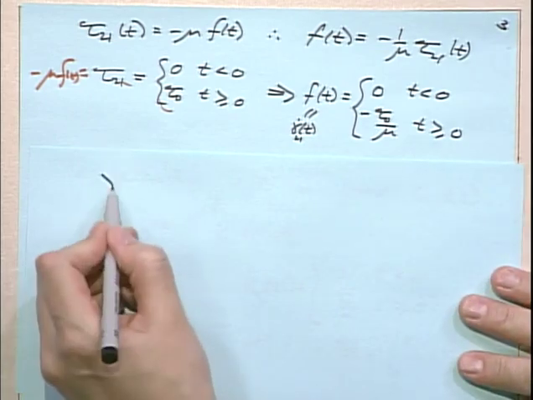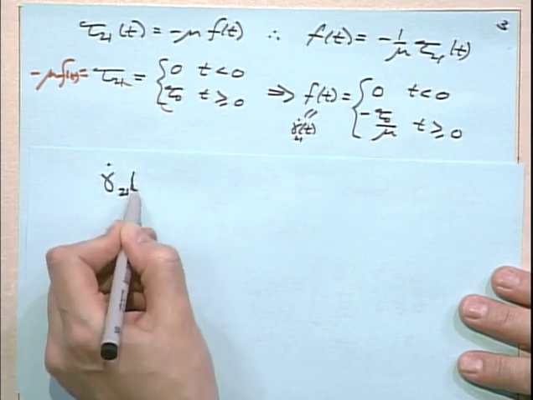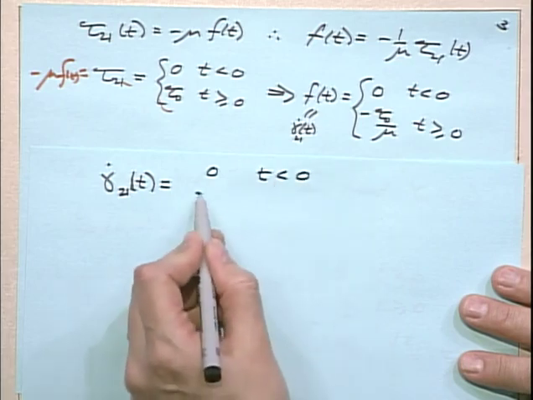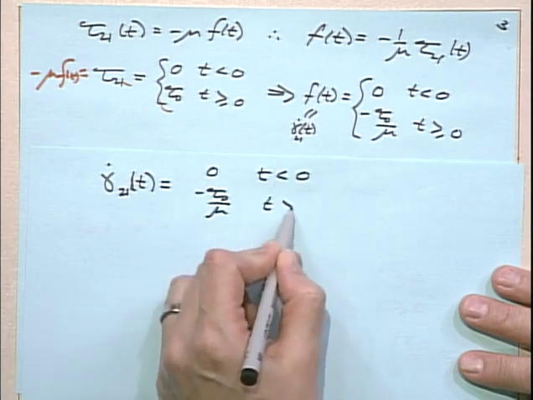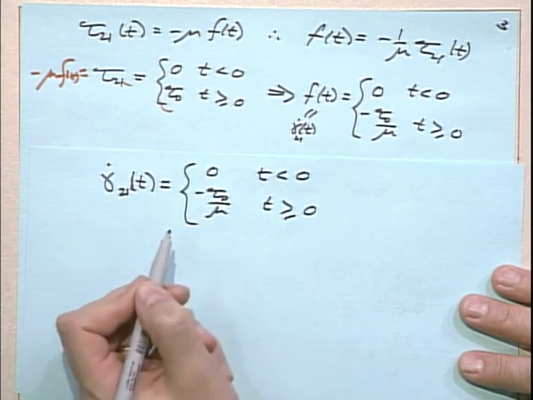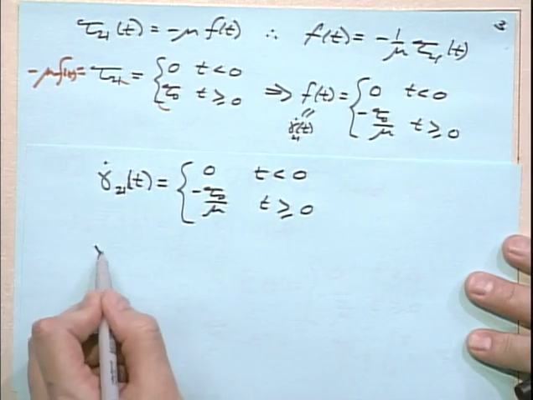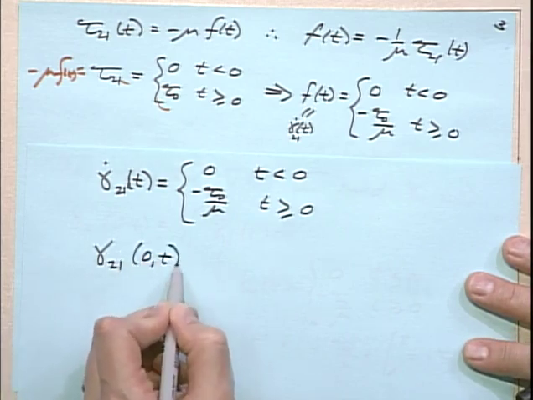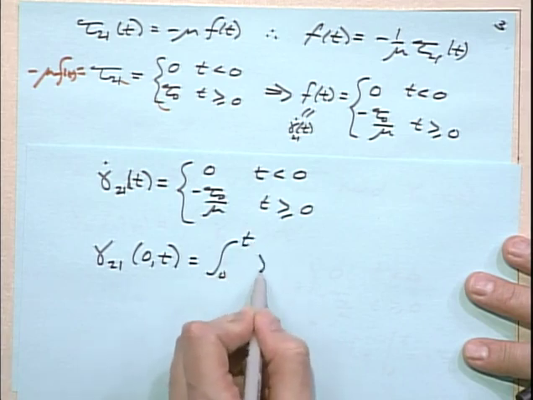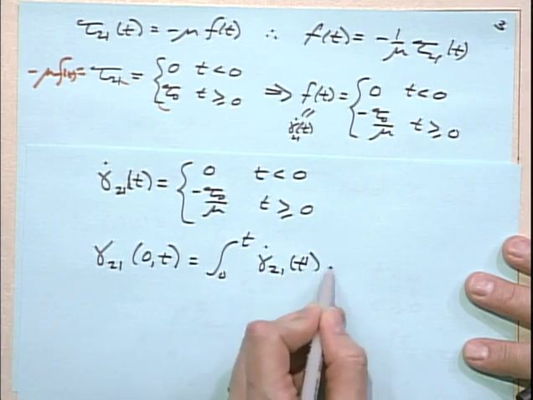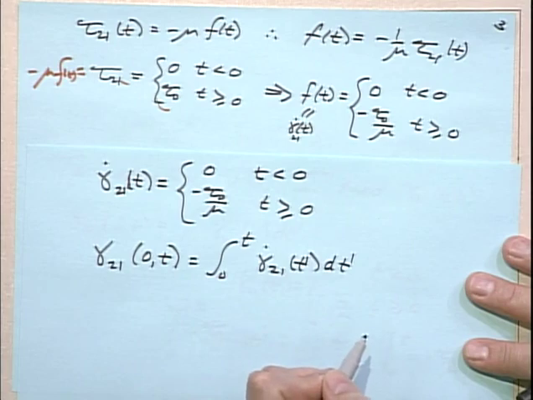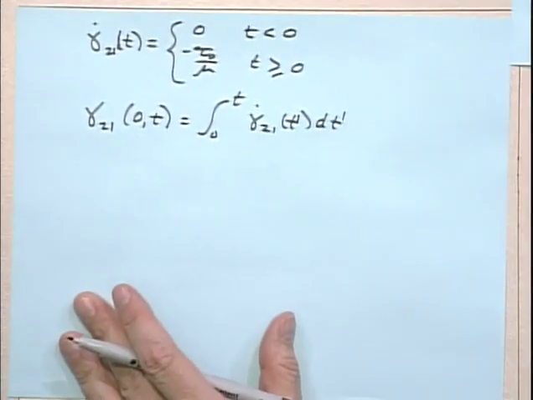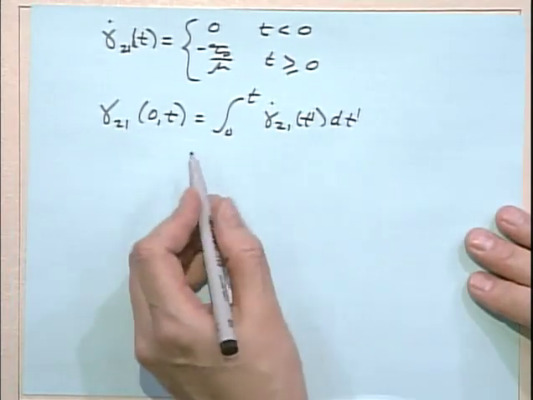Now we've got gamma dot 2, 1 of t is equal to 0 for t less than 0 and minus tau naught over mu for t greater than or equal to 0. And the strain, which is the one we need in order to get compliance, is the integral from 0 to t of gamma dot 2, 1 of the dummy variable dt prime. So we can carry out that integral.